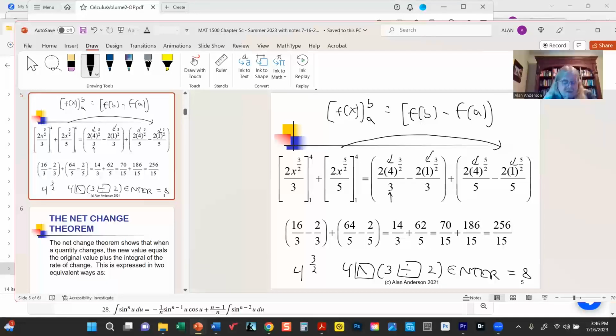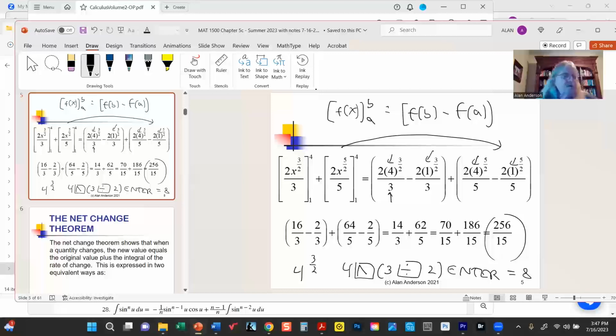4 to the 5 halves power is 32. And then, of course, that is being doubled because this 2 is here. So you've got 64 over 5 minus 2 over 5. And now, when you combine them with the common denominator of 15, ultimately we end up with 256 over 15.